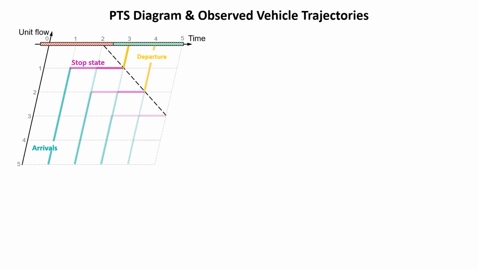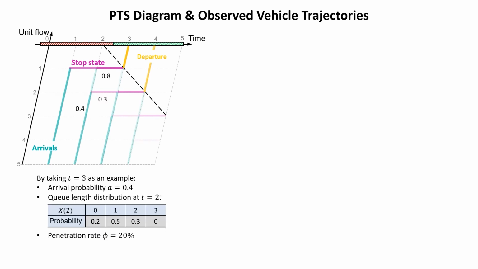On this page, we will show how the PTS diagram can build the connection between the queuing model and the observed vehicle trajectories. From the previous diagram, take the third timestamp as an example. The current arrival probability is 0.4, and the queue length distribution at t equals 2 is given in the table. Let the penetration rate phi be 20%. Given these conditions, there are 4 different possible observations.